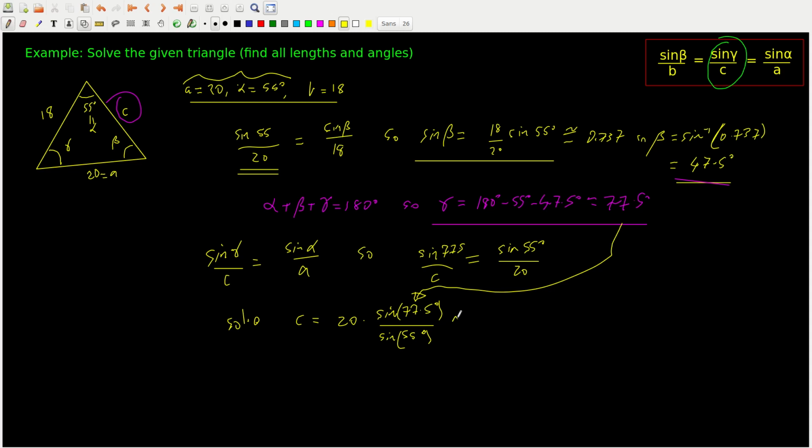And that turns out to be about 23.8 units, whatever units we're measuring in. So we've got one length is 20, one is 18, the other length is 23.8, and we found the same angles. We've solved this triangle.